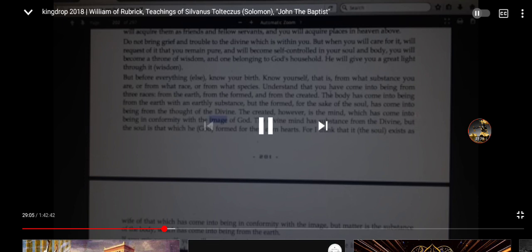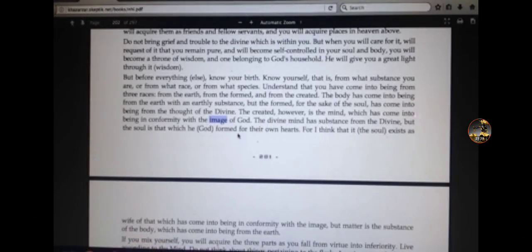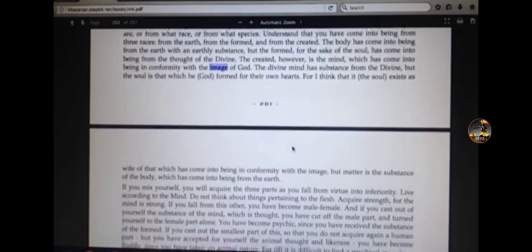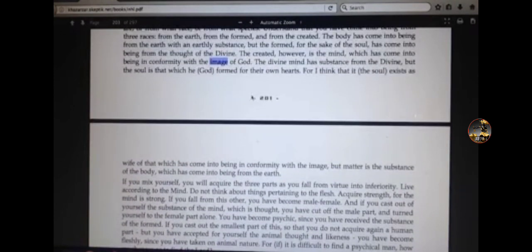The divine, but the soul is that which Hawa formed for their own hearts. So the divine mind has substance, energy, frequency, vibration from Hawa. We're not just talking about your brain, we're talking about your mind, the energy within. And then you have the energy within, your soul, which is the feminine. But let's go get it. But the soul is that which Hawa formed for their own hearts.